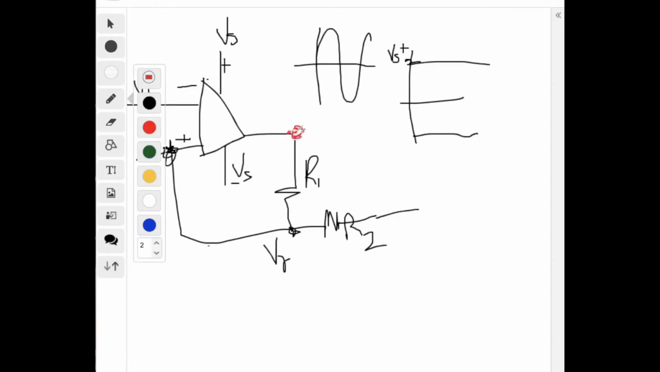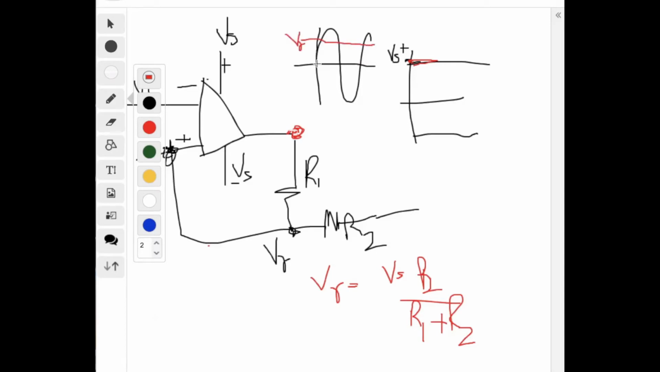Consider the output of the circuit is currently at the V saturation point. In this case, the reference point can be calculated as Vs times R2 divided by R1 plus R2. So in this case, the input voltage is compared with the reference point here. So here we will consider V reference is here.